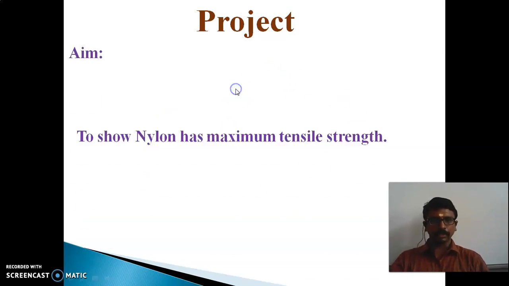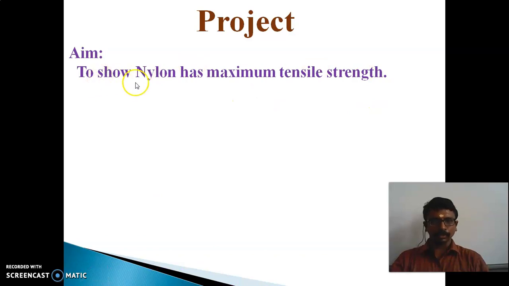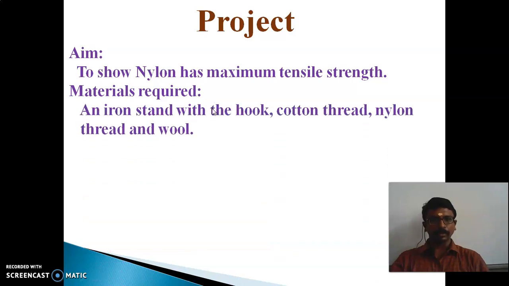The aim of our project work is to show that nylon has the maximum tensile strength. We have to show that nylon fibers have the maximum tensile strength. For that, what materials are required for the project? We have to take an iron stand with a hook, cotton thread, nylon thread and wool.